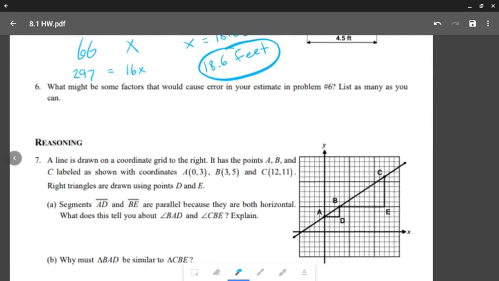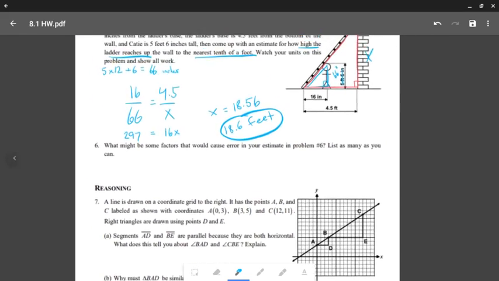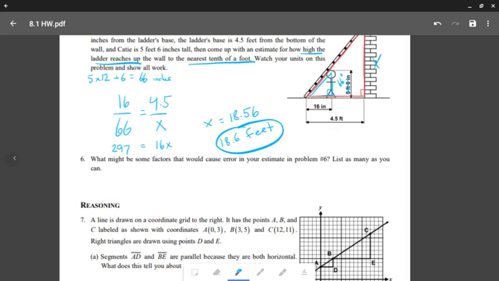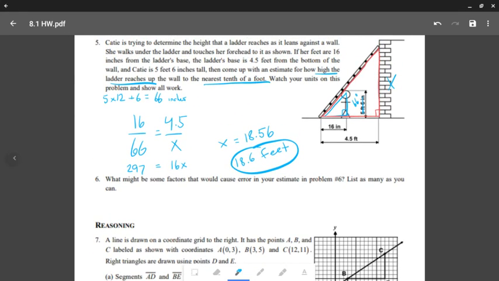All right. What might be some factors now that we can say would cause error in the estimate for problem 6? Because this is an estimate after all. List as many as you can. You might be able to come up with a couple strange ones. There's probably an infinite number of weird, strange answers that we can use. For example, the person's height isn't exactly 5 foot 6, right? Or it's not exactly 16 inches.